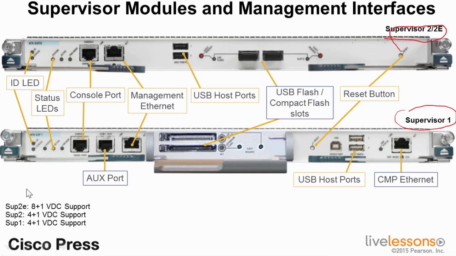If I look at the virtual device context, which I'll explain later in this section, we've increased the scale here. As you can see, I'm highlighting the different hardware. If I have a SUP2E, a SUP2, or a supervisor 1, this is my VDC scale. With a SUP2E, I can do 8 virtual device contexts plus the admin VDC. With the SUP2, I can do 4 VDCs plus the admin VDC. In the SUP1, I can do 4 VDCs plus the admin VDC as well.